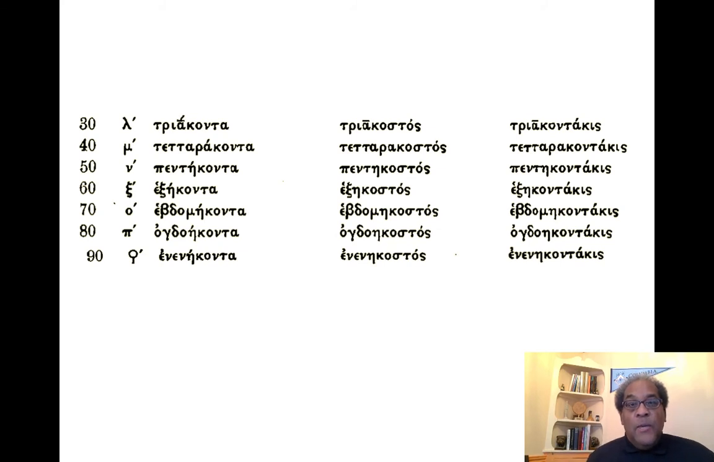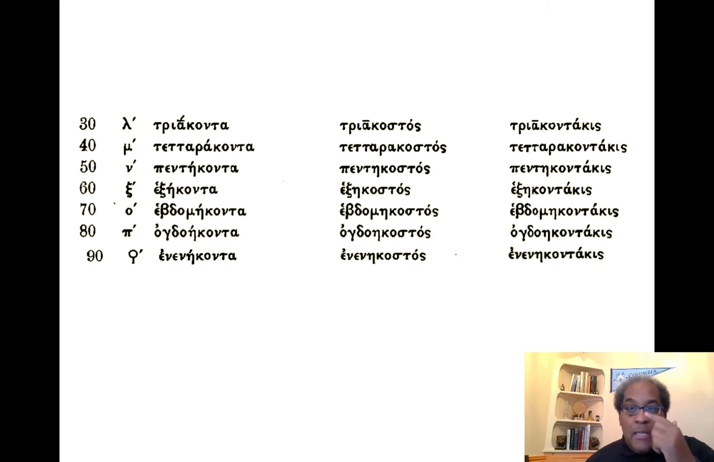And then 30, triakonta, 40, tetrakonta, 50, pentekonta, 60, hexekonta, 70, hebdomekonta, 80, ogdoekonta, and 90, enenekonta. So for the multiples of 10, you see the suffix konta. Triakonta, tetrakonta, pentekonta, hexekonta, hebdomekonta, ogdoekonta, enenekonta.